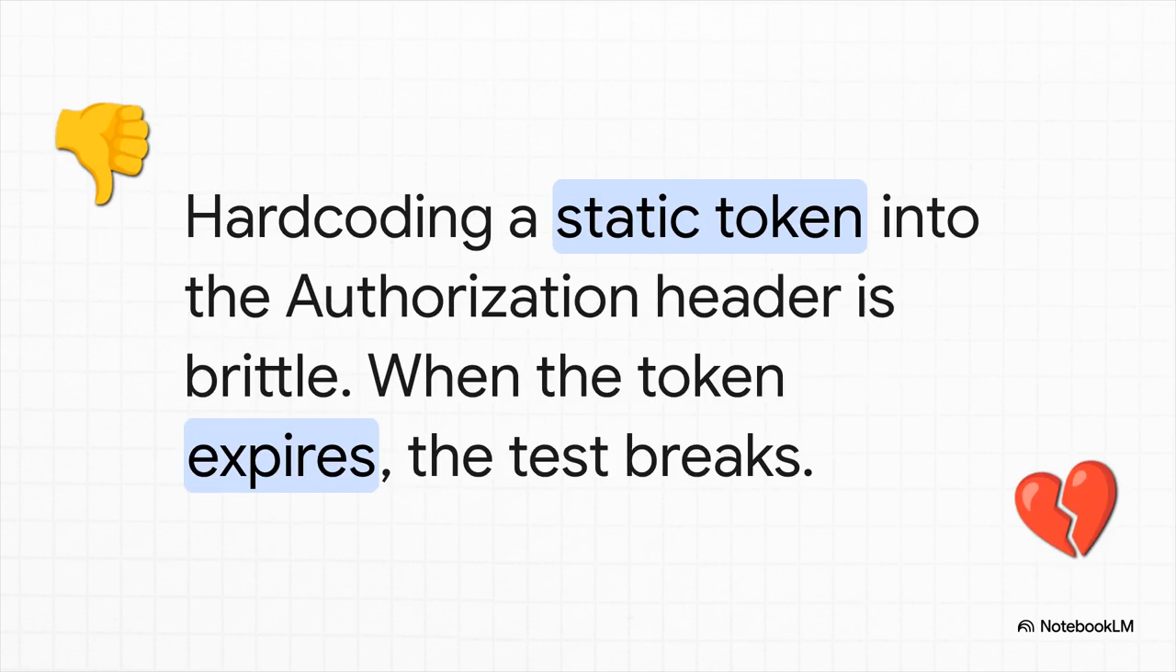Now this is the brittle way, the way we used to do things. Everyone tries this first. You grab a token, you hardcode it right into the authorization header. And hey, it works. For a little while. The second that token expires, this test is dead.